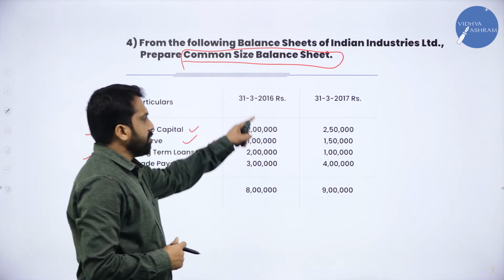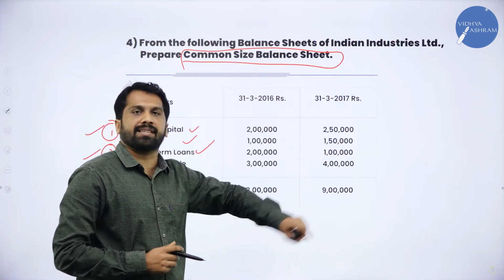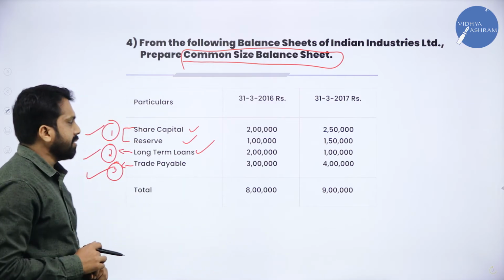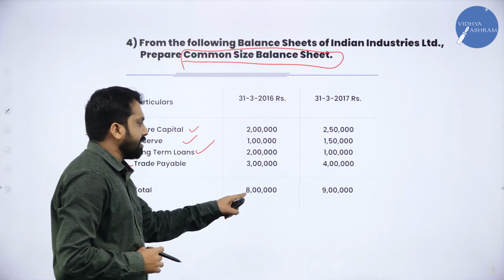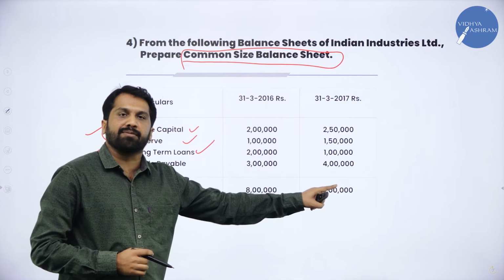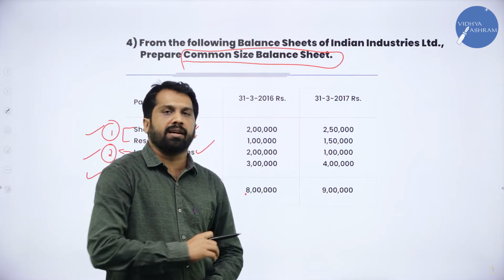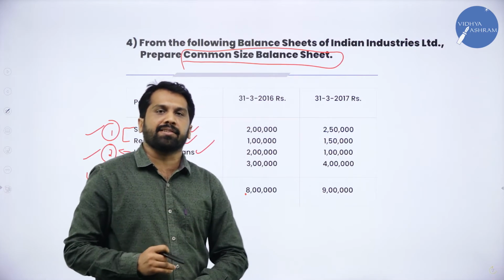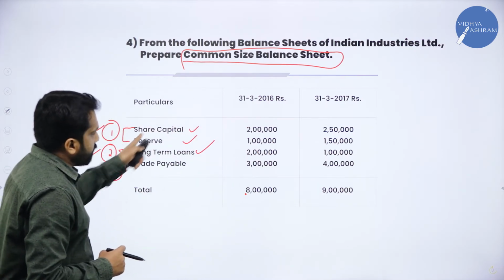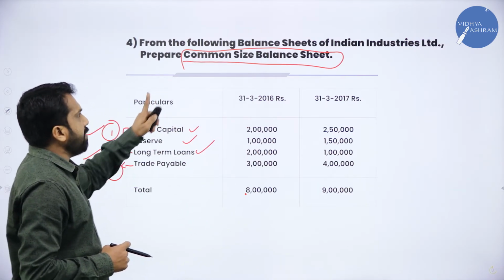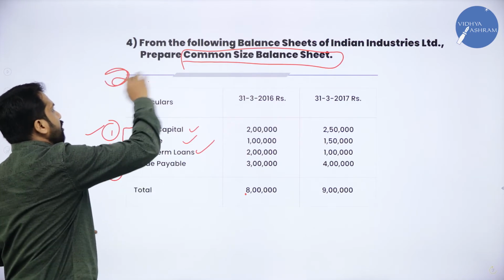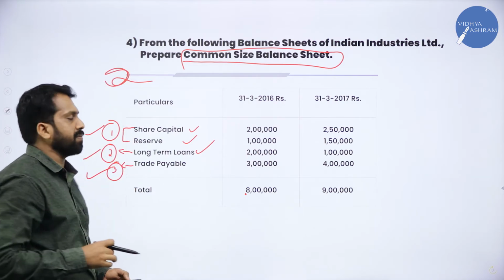Now we have 2016 and 2017. We'll do this. As I told you, 8 lakh is the base, and 9 lakh is the base, because there is a total. We will learn only liability now; assets will come later. So these are the information you have. This is your question. We'll go for your solution.